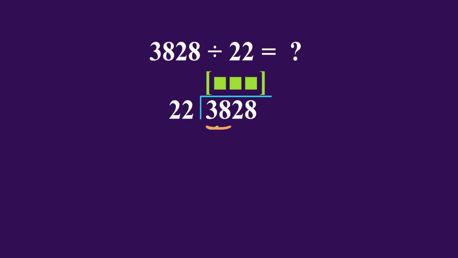How many 22 are in 38? The answer is 1. Now multiply 1 by 22, which gives us 22. Draw a line and subtract 38 minus 22, which leaves us with 16.